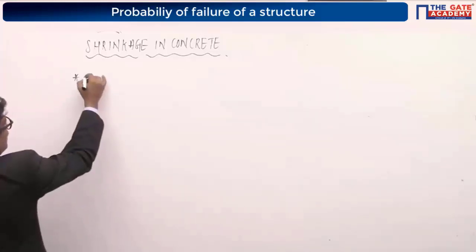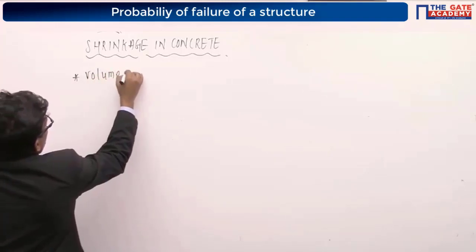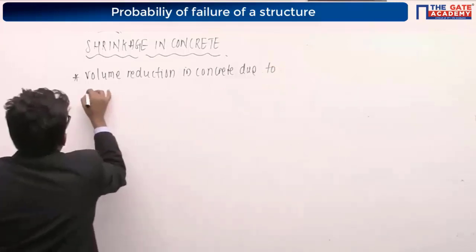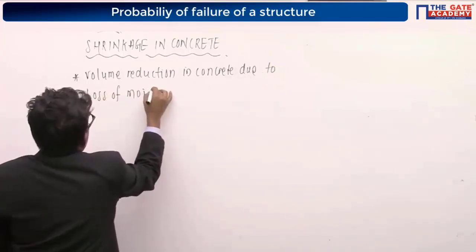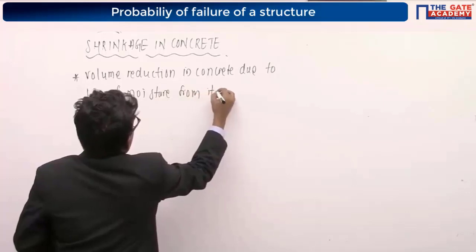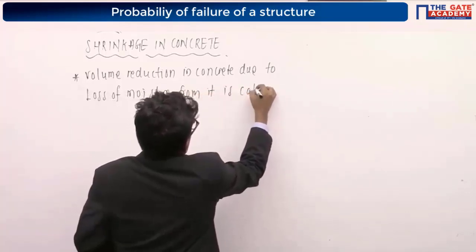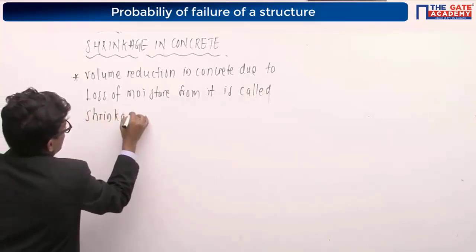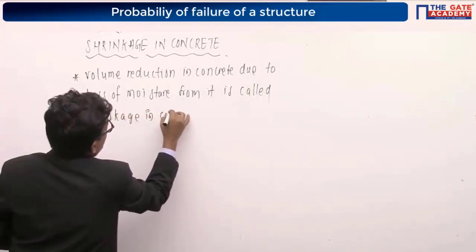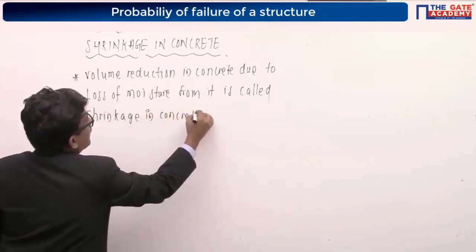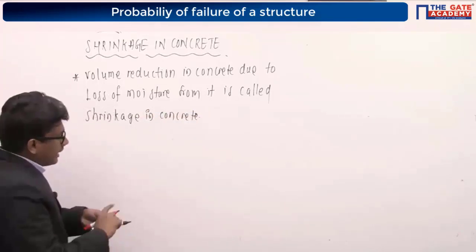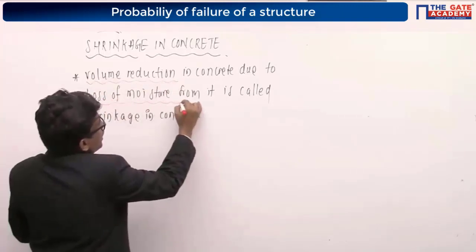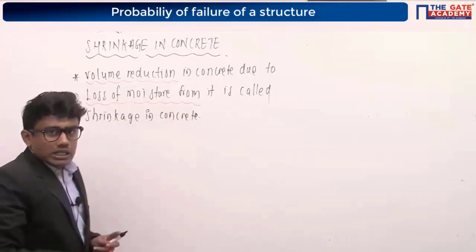So the volume reduction in concrete, you can write it, volume reduction in concrete due to loss of moisture from it is called shrinkage in concrete. That volume reduction in concrete due to loss of moisture from the concrete is called our shrinkage in concrete.